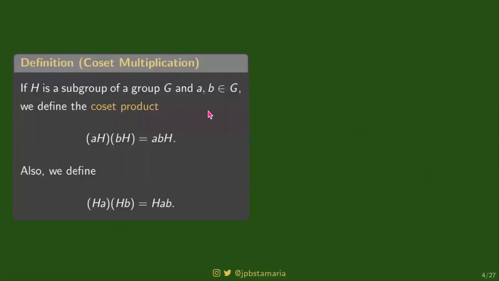Okay? So, if you take an arbitrary subgroup H of the group G, two elements A and B of G, the coset AH, when it's multiplied by the coset BH, we define it as the coset containing the product AB. Minumultiply mo si A and B as if they are elements of G. Kung sino man yung coset na nagko-contain doon sa product ng A and B, yun yung coset product ng AH tsaka BH. And of course, in a similar manner, pwede ka rin mag-define ng right coset multiplication kung kaya mo mag-define ng left coset multiplication.